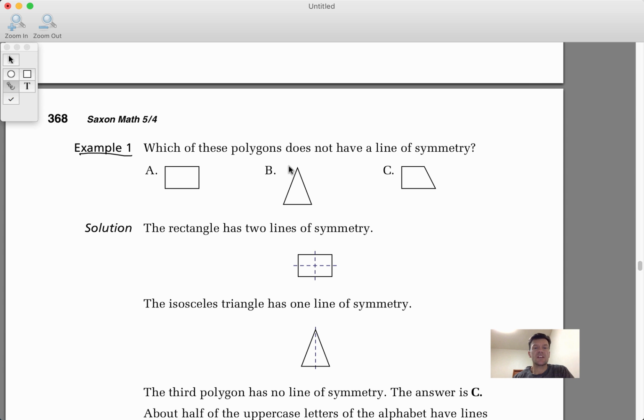In this example, it's asking which of these polygons does not have a line of symmetry. If it doesn't have a line of symmetry, you would not be able to divide it into two equal halves. This one, you can draw a line of symmetry here. You could also draw a line of symmetry like that. The triangle, you could draw a line of symmetry like that. But here, for object C, there is no way to draw a straight line and divide this into two equal halves.